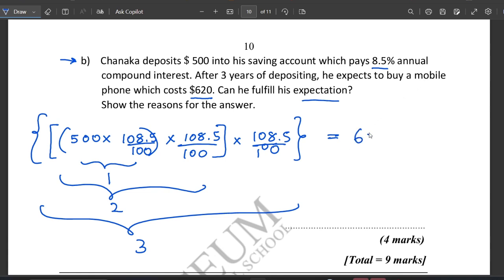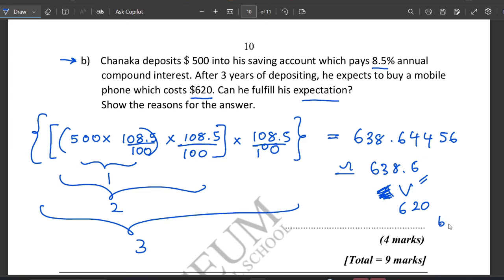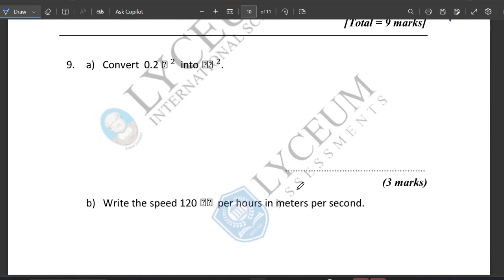That gives me 638.64456, around it. So this is greater than 620, so he can buy the phone. Okay, and the ninth question.